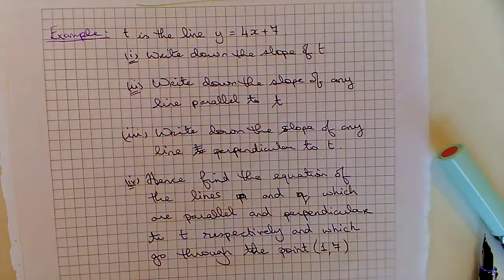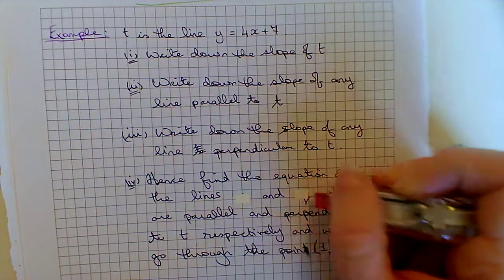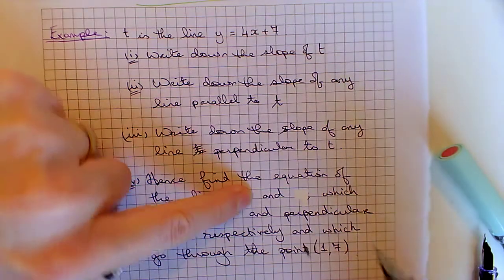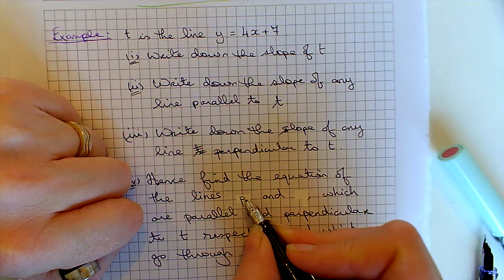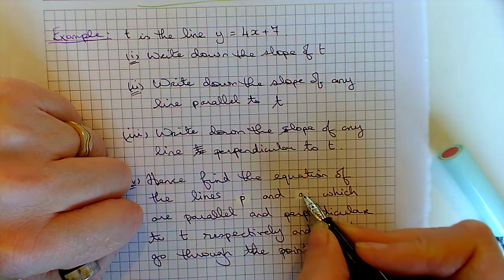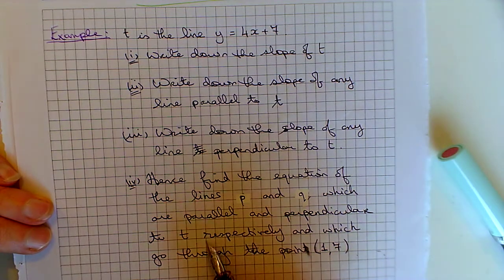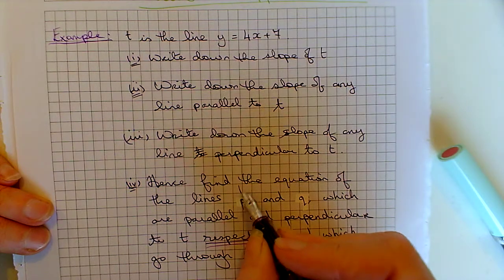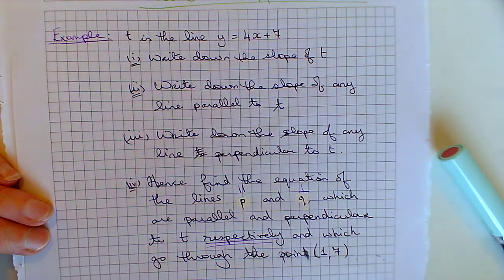It's fairly easy to work with this. Now, the reason I went for P and Q and not M and N is that our formula uses M for slope. That's not to say you can't get a line called M, but I try and avoid it in examples. So P and Q. The word here, respectively, means each in turn. So P is going to be parallel and Q is going to be perpendicular to T.